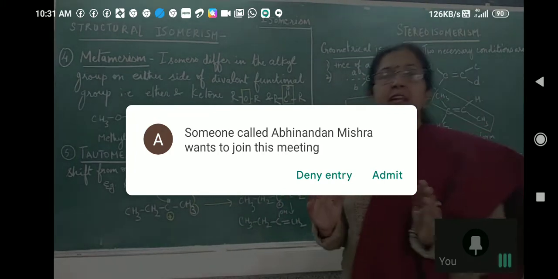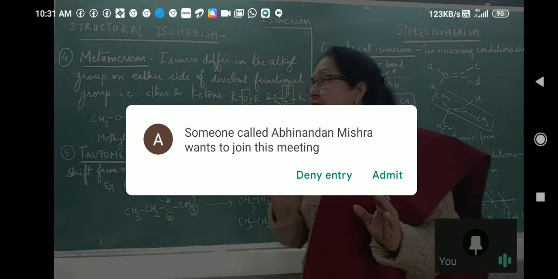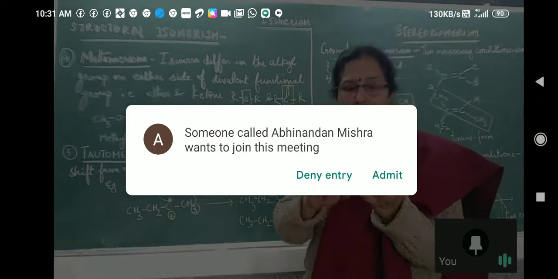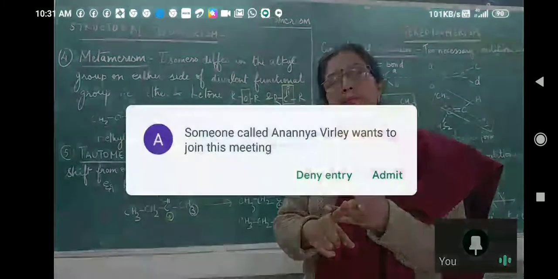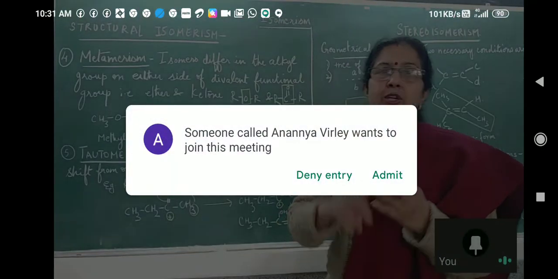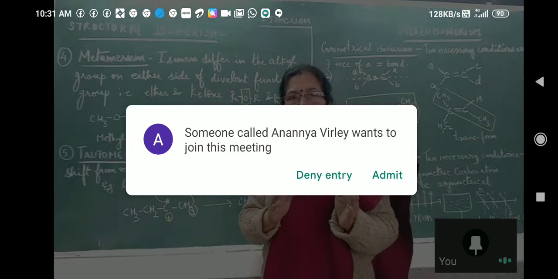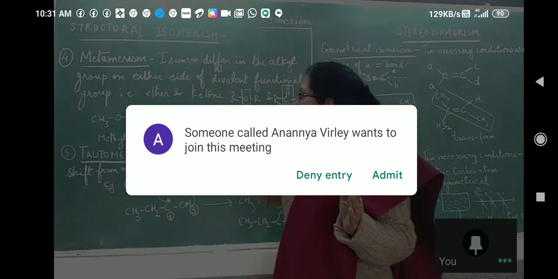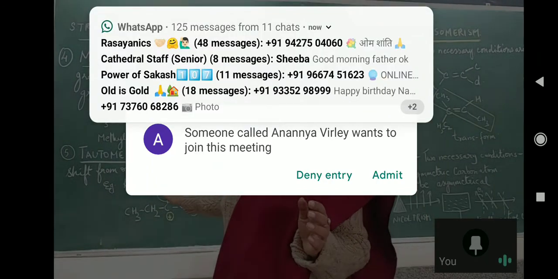Yesterday we had done three types of structural isomerism in the previous class, and that was chain isomerism, functional isomerism, and position isomerism. Right? To continue from structural isomerism, today we will do metamerism and tautomerism.